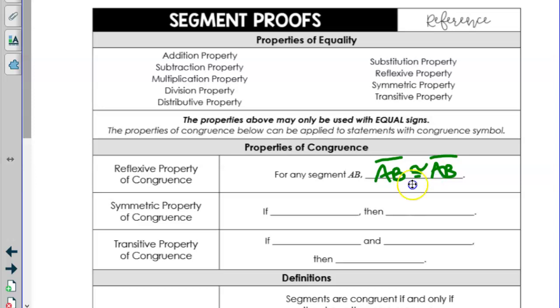Wait, is that what the sign is? I can't exactly see. It's a congruent sign. It's the equals with the squiggly on top. We use that when we're talking about figures versus when we're talking about numbers. 3 is equal to 3 would be the reflexive property of equality.